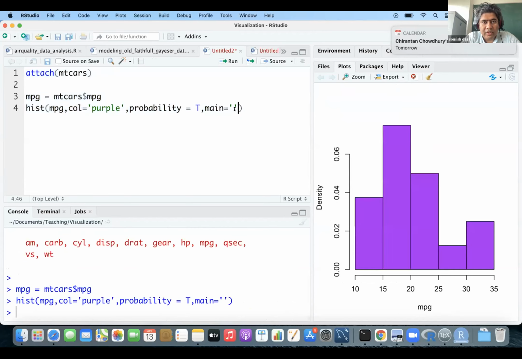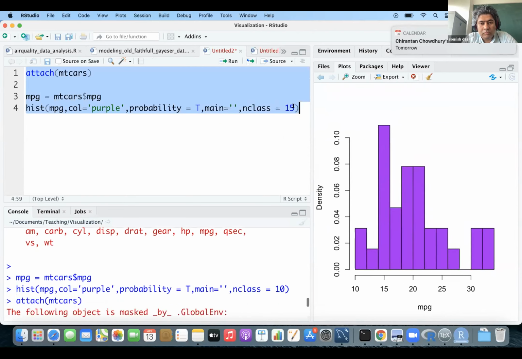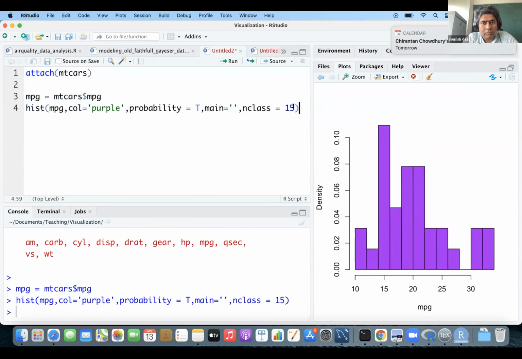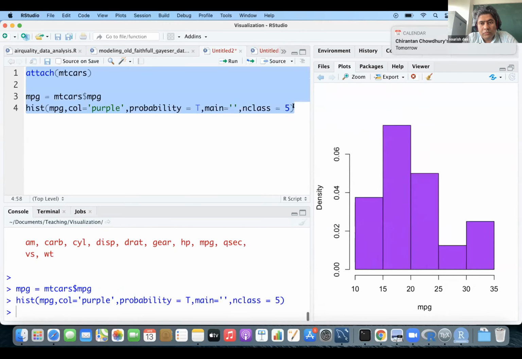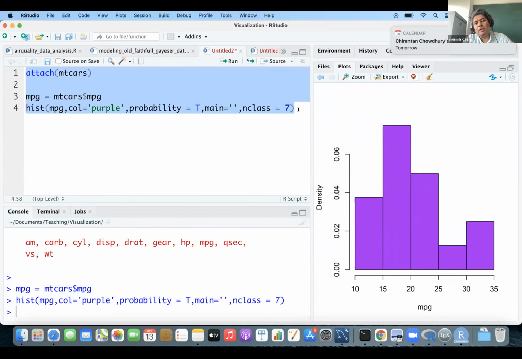So it is an interesting behavior. You can see one of the problems with the histogram is that depending on the class width, the behavior of the distribution changes a bit.